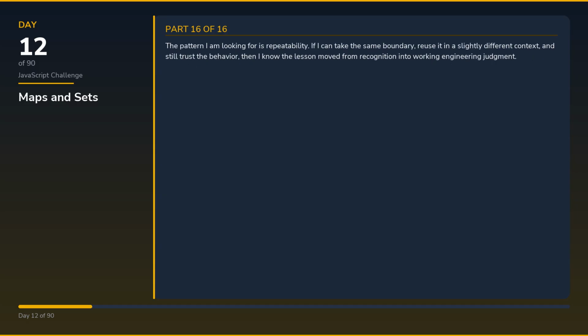The pattern I am looking for is repeatability. If I can take the same boundary, reuse it in a slightly different context, and still trust the behavior, then I know the lesson moved from recognition into working engineering judgment.